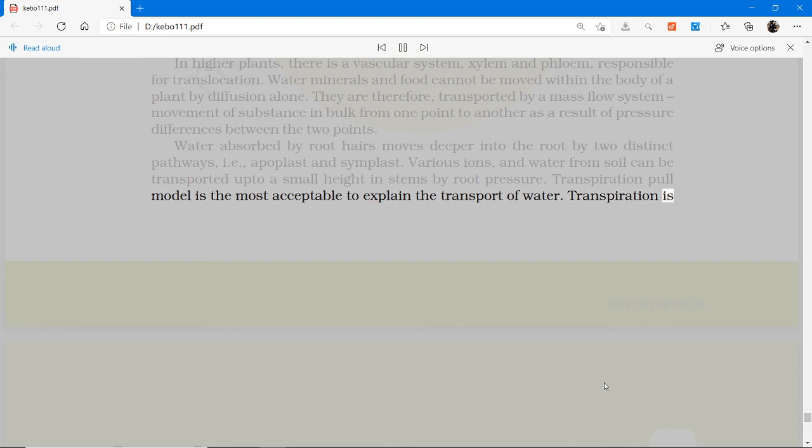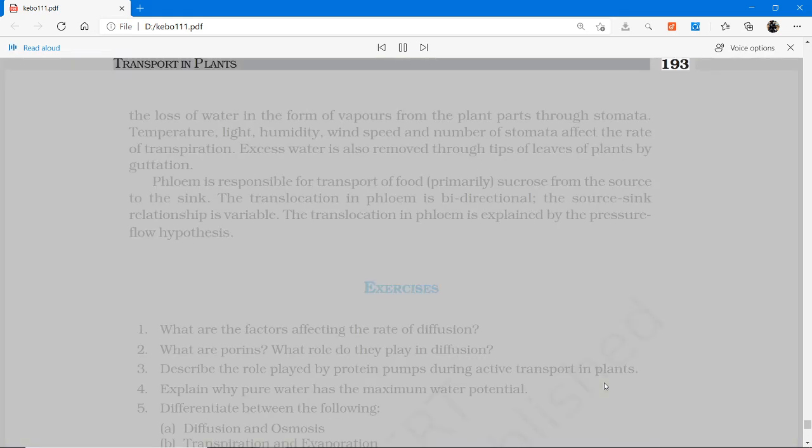Transpiration is the loss of water in the form of vapors from the plant parts through stomata. Temperature, light, humidity, wind speed, and number of stomata affect the rate of transpiration. Excess water is also removed through tips of leaves of plants by guttation. Phloem is responsible for transport of food, primarily sucrose from the source to the sink. The translocation in phloem is bidirectional, the source-sink relationship is variable. The translocation in phloem is explained by the pressure flow hypothesis.